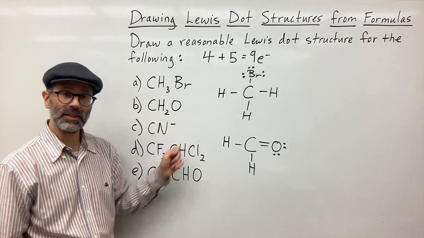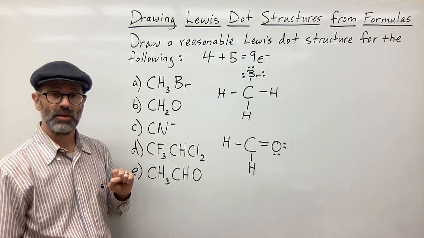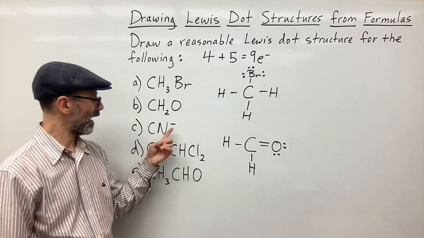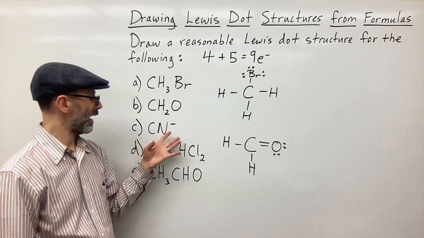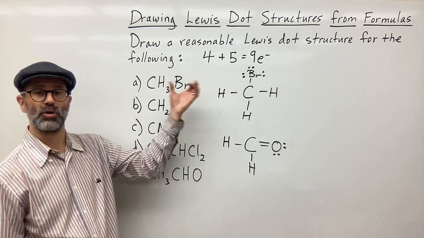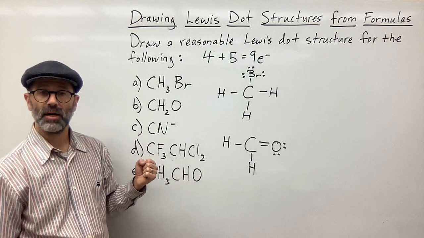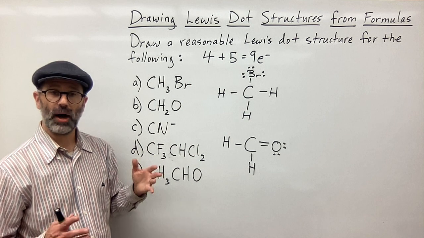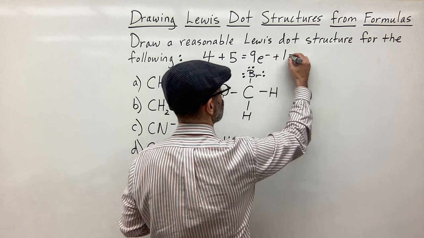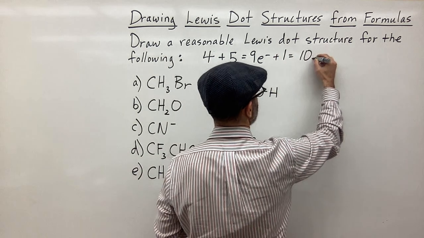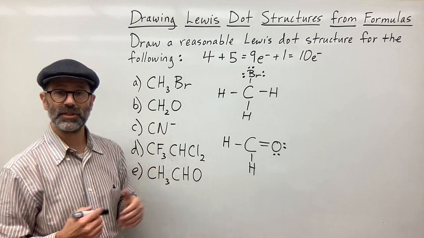If it was a positive charge, then positive means you're going to take away electrons from your total. That means you're missing electrons, right? So if I had a positive charge, then I would remove 1 electron from my total. If I had a positive 2 charge, I would remove 2 electrons. If I had a positive 3 charge, I would remove 3 electrons, and so on. So in this case, I have a -1, so I'm going to add another electron, and that's going to be 10 total electrons. Now that I'm done with step 1, time for step 2.